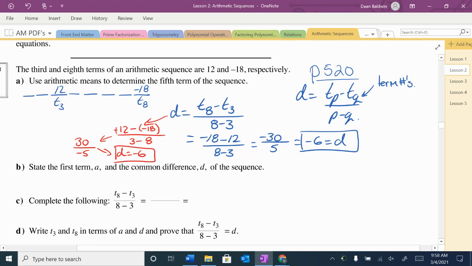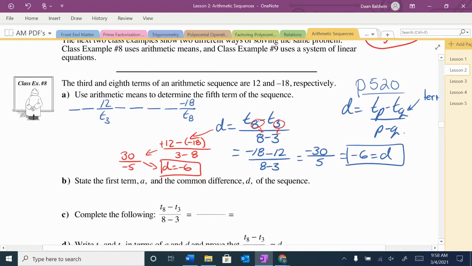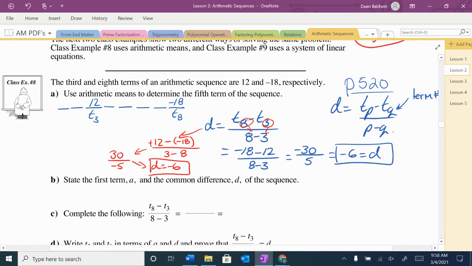Okay? The thing that matters is that this and this are lined up like that. Okay? Like you can't go T8 minus T3 and then on the bottom go 3 minus 8. It has to be the same numbers like that. So our common difference is negative 6. So how do I get all the other terms? Just add negative 6. 12 and negative 6 is 6. 0.